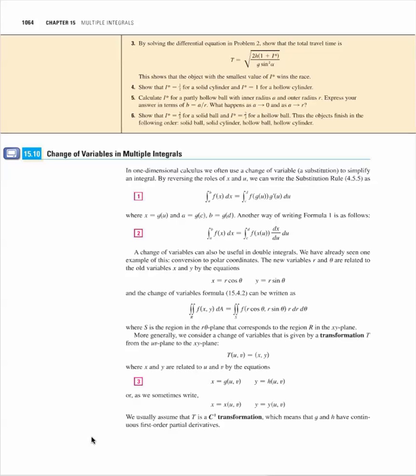This is the last section of chapter 15 on multiple integration, and after this we're going to move into chapter 16 on vector fields and vector calculus. So, change of variables and multiple integrals is similar to the substitution rule from single variable calculus. And your book starts by reminding you of the substitution rule and a different way to write it than you're used to.